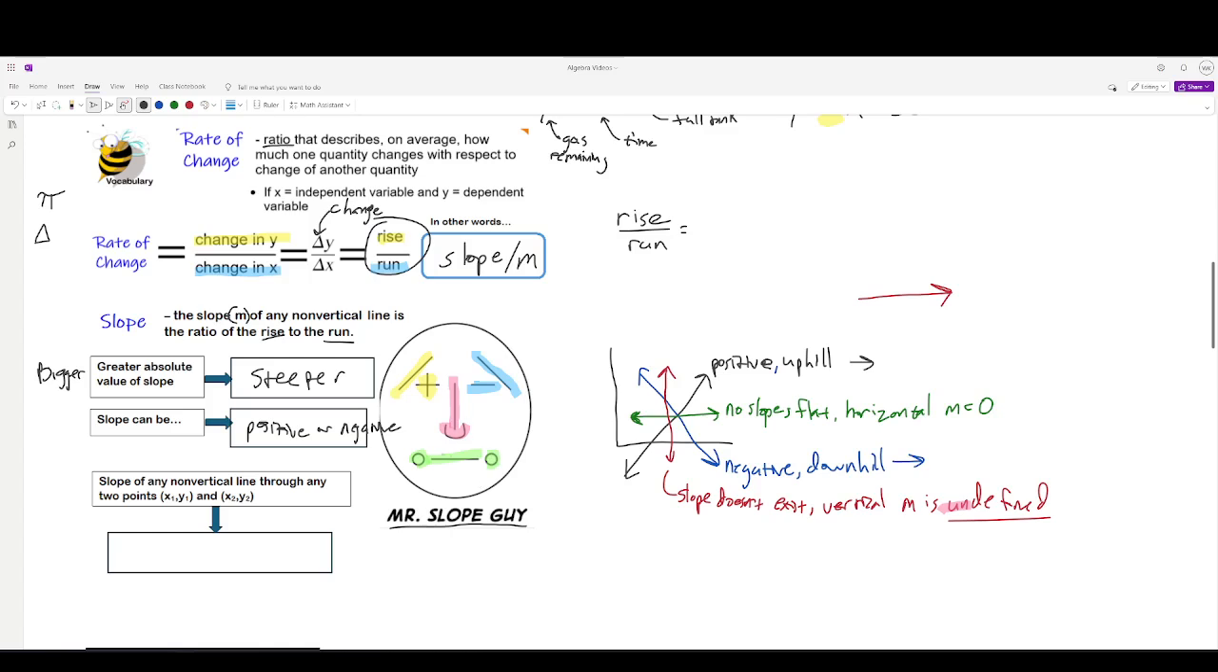But those are our 4 kinds of straight lines. We have uphill, positive, downhill, negative, horizontal, which is 0 slope, and vertical, which is undefined slope. So we can't even talk about what the slope is.